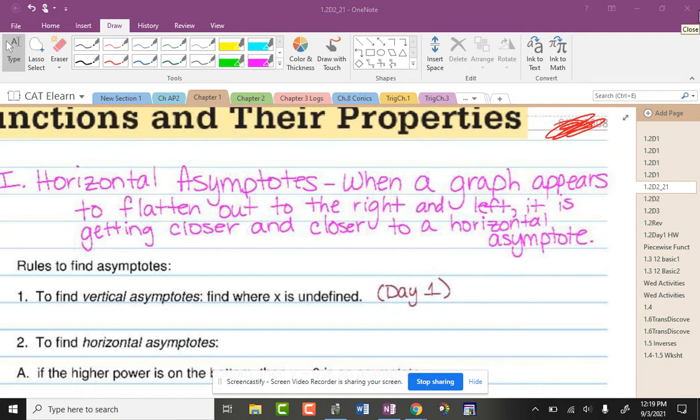So horizontal asymptotes, when a graph appears to flatten out to the right. We're going to use our graphing calculator, so get it ready, have it out. To the right and left. That means it is getting closer and closer to a horizontal asymptote. We're going to talk about that.